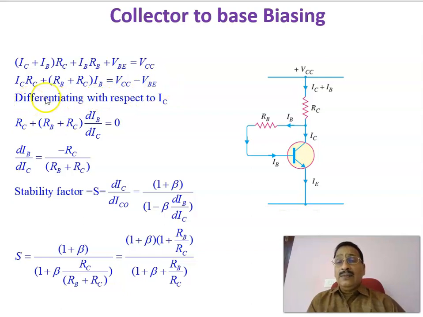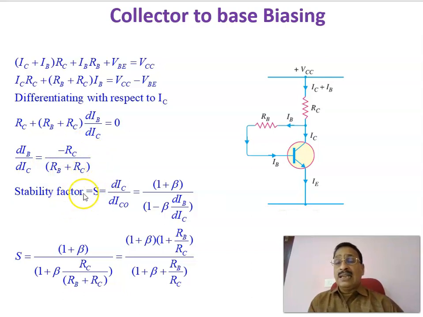Or we have to find out what is dIB by dIC. For that, we are differentiating this equation with respect to IC. Differentiating this equation with respect to IC, we get RC plus RB plus RC into dIB by dIC equal to 0. Or dIB by dIC, the change in IB with respect to the change in IC, is equal to minus RC divided by RB plus RC.